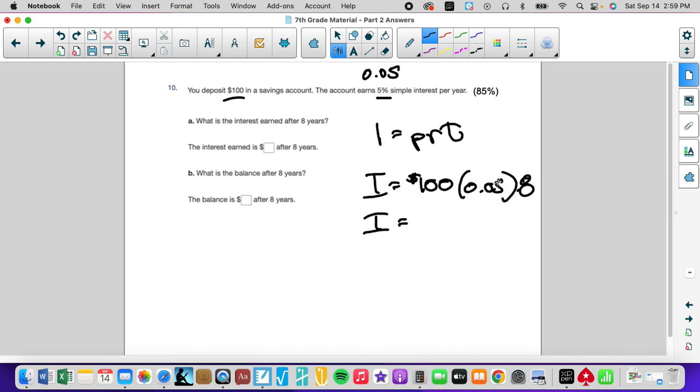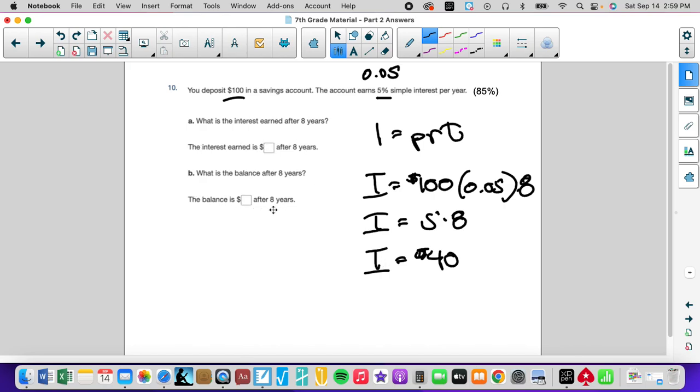100 times 0.05 times 8 is 5 times 8. So the amount of interest is going to be $40. I get $40 after 8 years of interest. So interest earned after 8 years is 40.